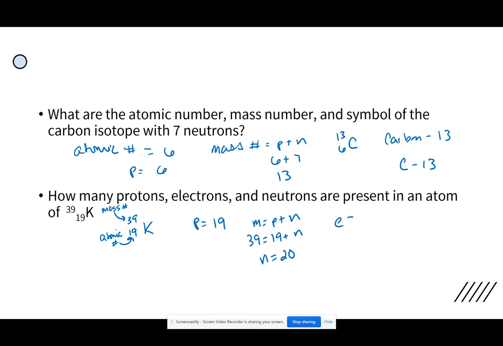Electrons, if this is a neutral atom, I don't think I talked about that yet. If this is a neutral atom, protons would have to equal electrons. Positive charge has to cancel out negative charge, and so there would be 19 electrons in that potassium isotope. Right?